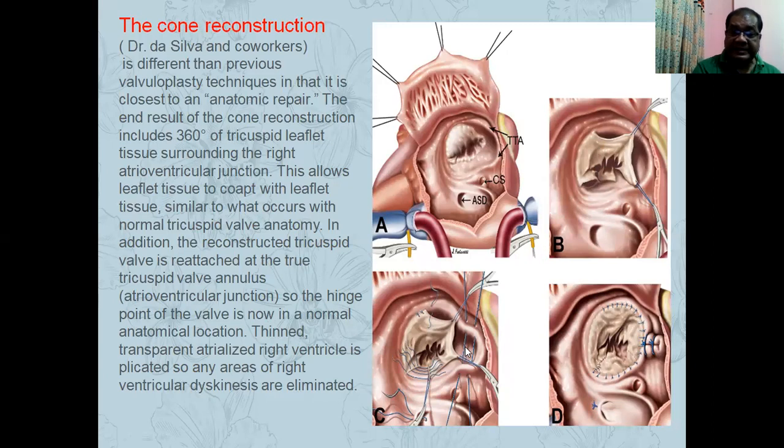And then this atrialized portion of the right ventricle is plicated by multiple sutures. Sometimes the annulus is reduced by putting K stitches. Then this leaflet margin is reattached to the newly reconstructed annulus to make it competent. So these are the K stitches to reduce the annular size. This makes the valve almost like a normal valve. This is the posterior leaflet attached to the septal leaflet, so it makes the valve functionally almost like a normal valve.